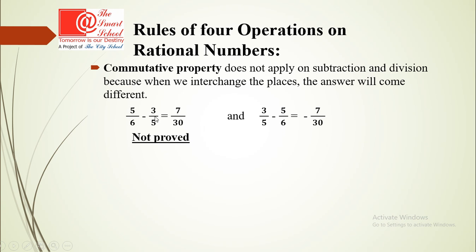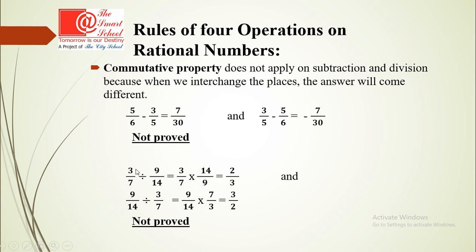We will see it in subtraction. If we are subtracting 3 over 5 from 5 over 6, the answer is 7 over 30. But if we are subtracting 5 over 6 from 3 over 5, the answer is minus 7 over 30. So answer is different. So it is proved that it is not applied on subtraction. So commutative property is not proved on subtraction.